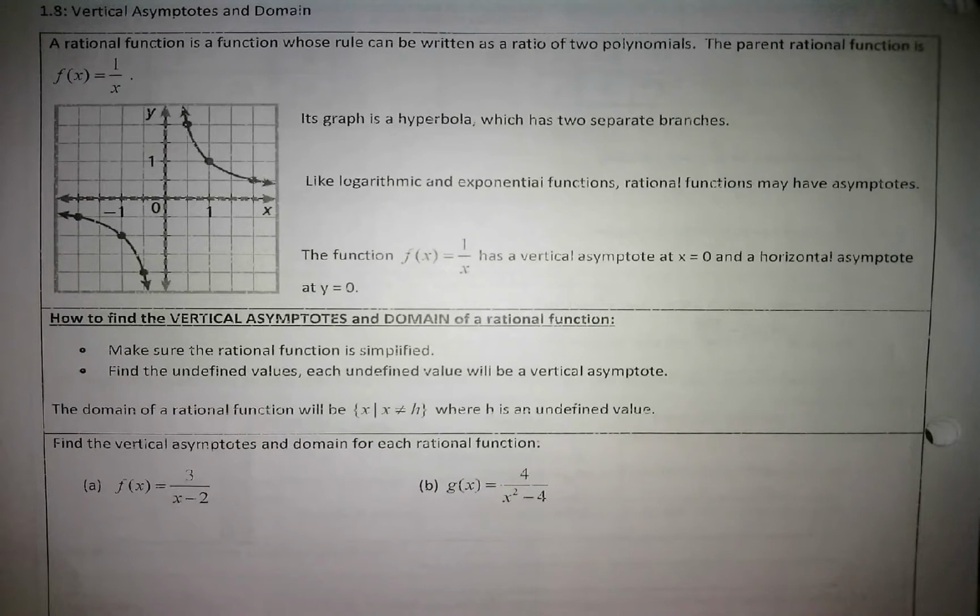And actually it's two sections, 1.8 and 1.9. Let's go on ahead and talk about vertical asymptotes and domains. So you guys have been working with functions for quite a while now. Asymptotes is nothing other than factoring and simplifying. Okay, so let's go on ahead and take a look.